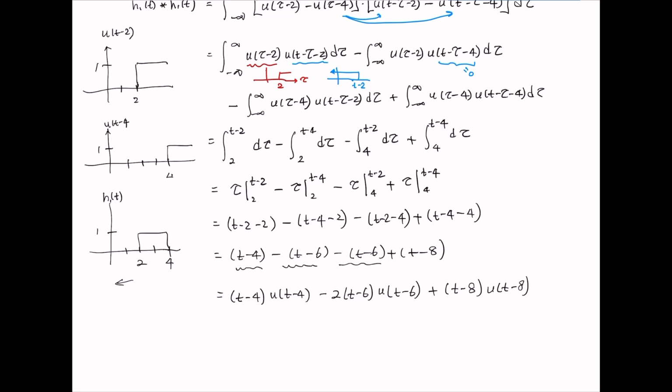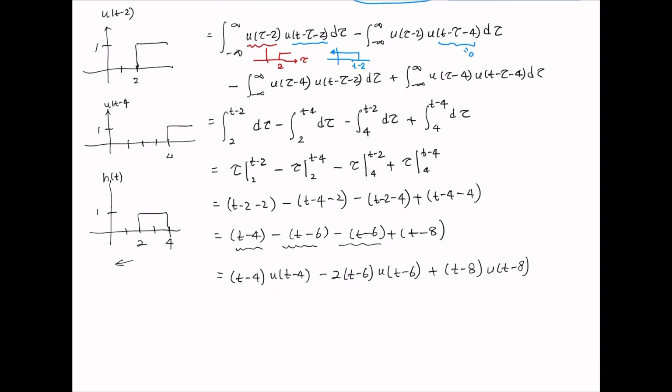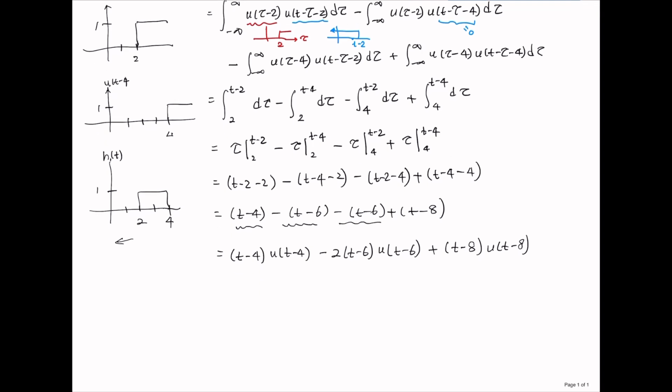This way, when we have any t value less than 4, it's going to be 0. So let's test it. If t equals 4, then everything is 0, so our output y of t equals 0. When t equals 5, the first term is going to be 1, and the second and third terms are going to be 0 because we have u of t minus 6 and u of t minus 8. So y of t equals 1.